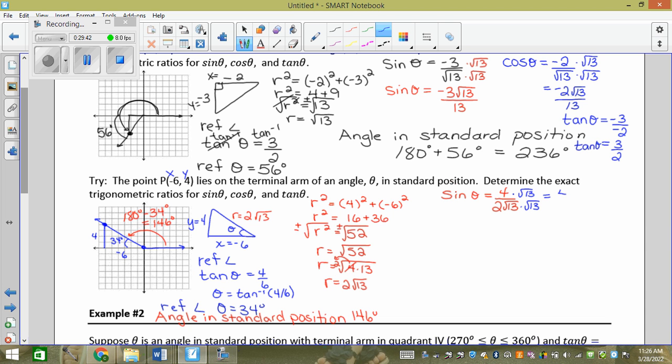So on the top, I'm going to get 4 root 13. And on the bottom, what's root 13 times root 13? 13. And then I have to multiply it by the 2 in front. So what's 2 times 13? 26. And now I told you, if you can reduce these two numbers, then you do. Can I take anything out of 4 and 26? You can take out a 2. So the 4 would become a 2, and the 26 would become a 13, and my answer would be 2 root 13 over 13.